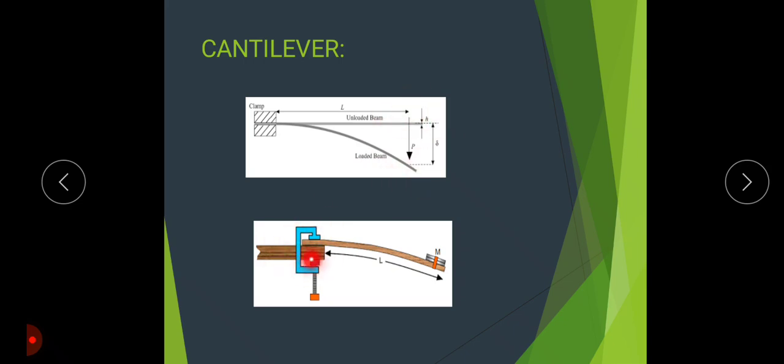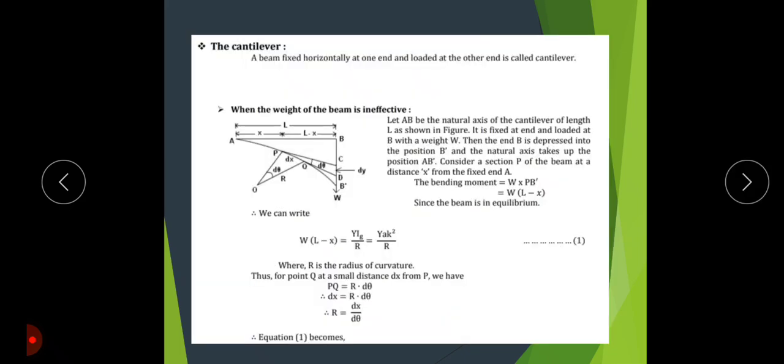This is the fixed end, and this is taken as the free end. Here weight M must be added to this free end. This length, from this point to this point, is taken as the length of the cantilever. Next, the derivation regarding the cantilever.